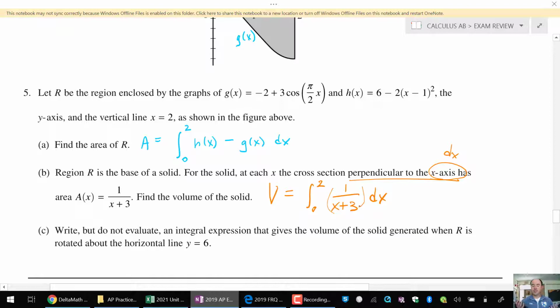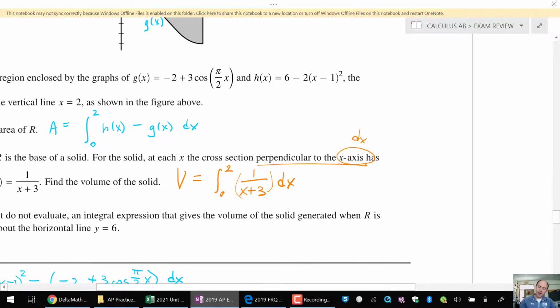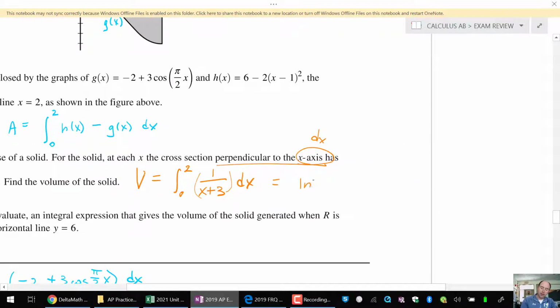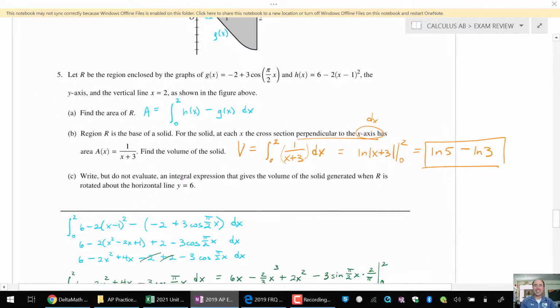That would give me units cubed for cross-sectional volume. And it says to find this volume, so I want to integrate. And that antiderivative will be the natural log of x plus 3, evaluated from 0 to 2, or simply natural log of 5 minus natural log of 3. No calculator, so exact answers.